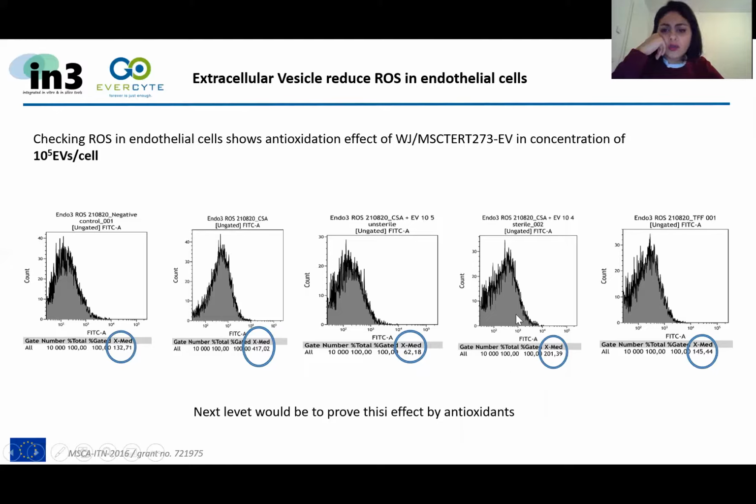And this is another concentration, just to be sure about it, and this is also a negative control. For this study, the next step would be to prove this effect with some antioxidants. So yeah, this was a brief description of my next study.